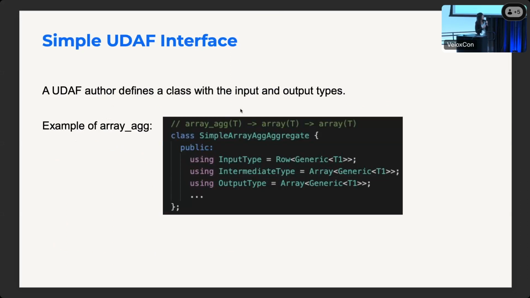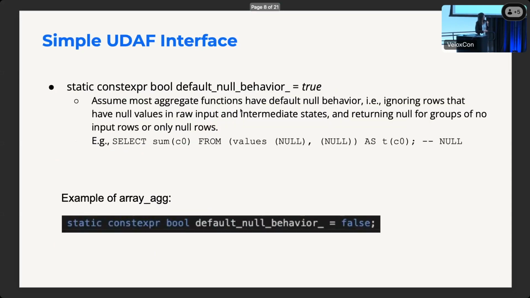Notice that we wrap the input type, generic T1, inside a row type. That is required by the simple UDF interface, even if there is only 1 argument, because it makes it easier for us to infer the number of arguments of the function. And then the intermediate type and the result type are pretty straightforward. They are just the array of generic T1.